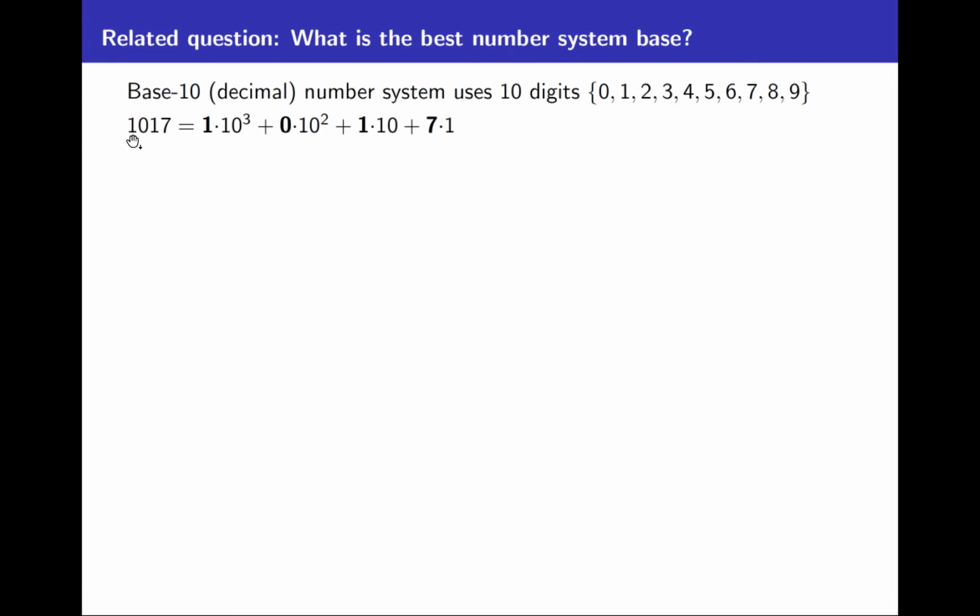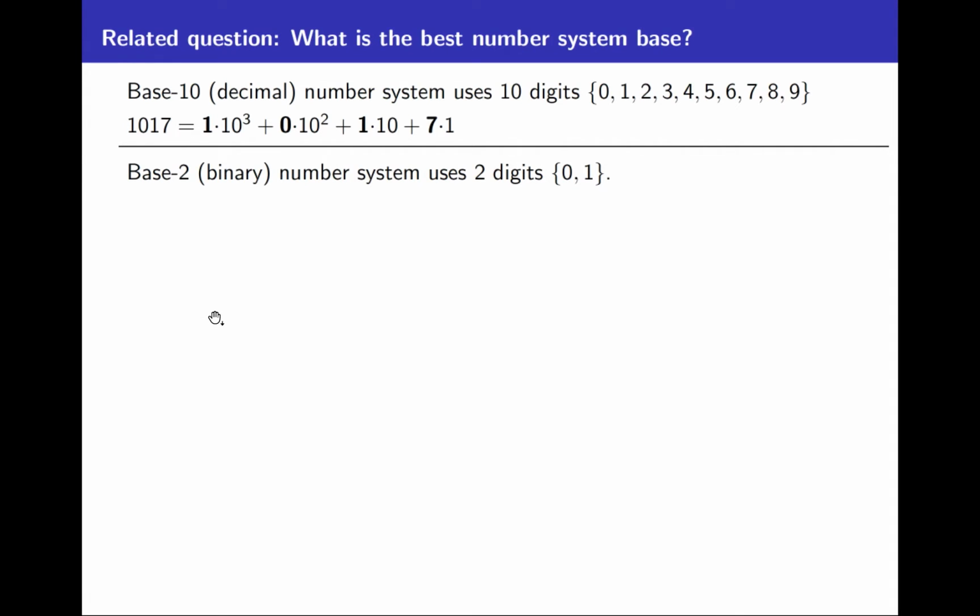For example, the number 1017 is denoted by a sequence 1017 because this number is 1 times 10 cubed plus 0 times 10 squared plus 1 times 10 to the 1 plus 7 times 10 to the 0, or 7 times 1. So 1, 0, 1, 7. You can have a number system base to any positive integer.